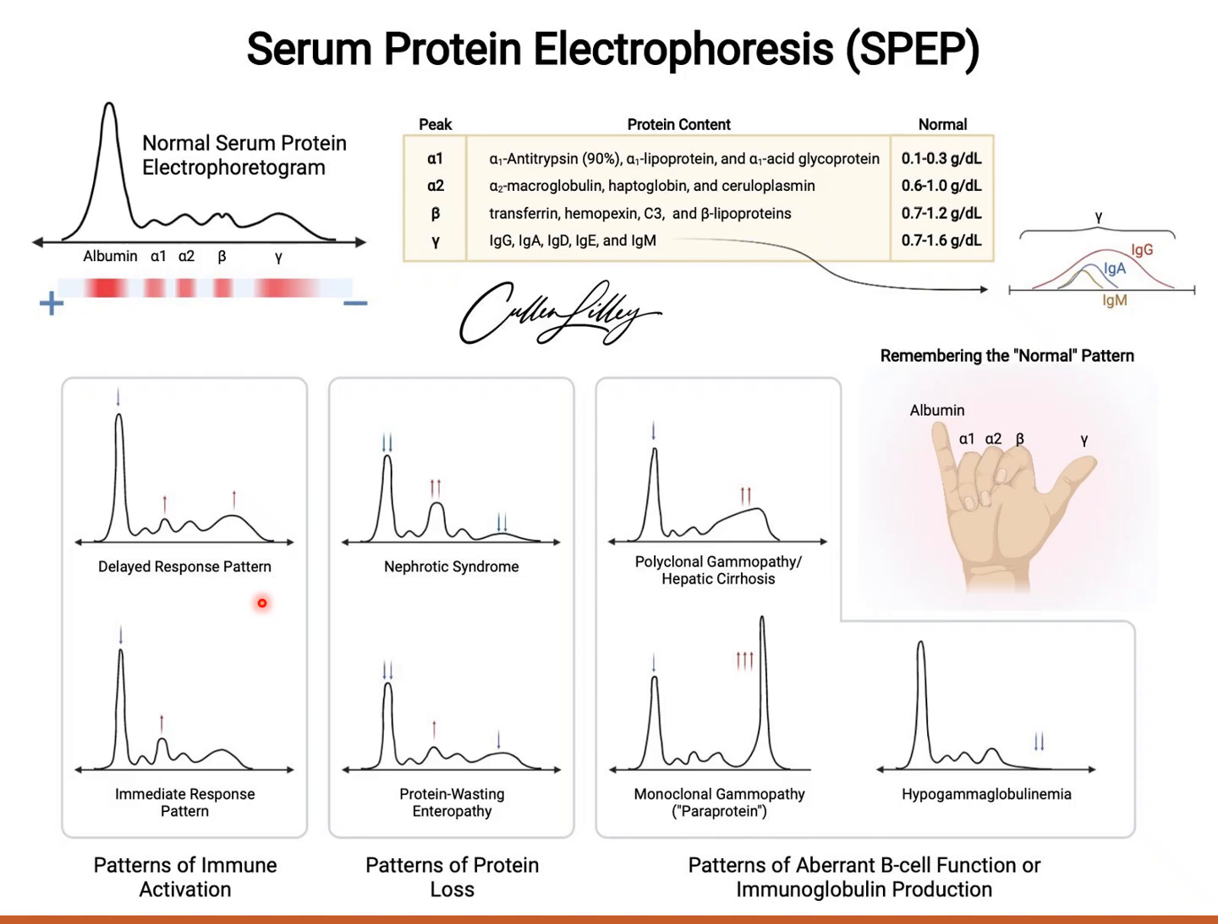And these are the different patterns I want to explain here. So in this way you can remember: this is gamma and this is albumin, beta, alpha 2, alpha 1. So different patterns I have shown here. Patterns of immune activation, protein loss, beta cell dysfunction, immunoglobulin production, nephrotic syndrome, very important. I have just shown this, you can refer. In the later slides, I have drawn the slides for conditions also.